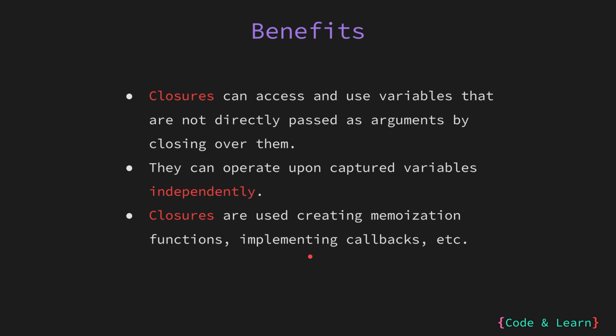Some common uses are memoization functions. Closures can be used to create functions that cache and reuse the previously computed result. This can greatly improve the efficiency of the function that performs expensive computations. Closures are often used to implement callback functions as well, where a function is passed as an argument to another function and is executed later when a certain condition is met.